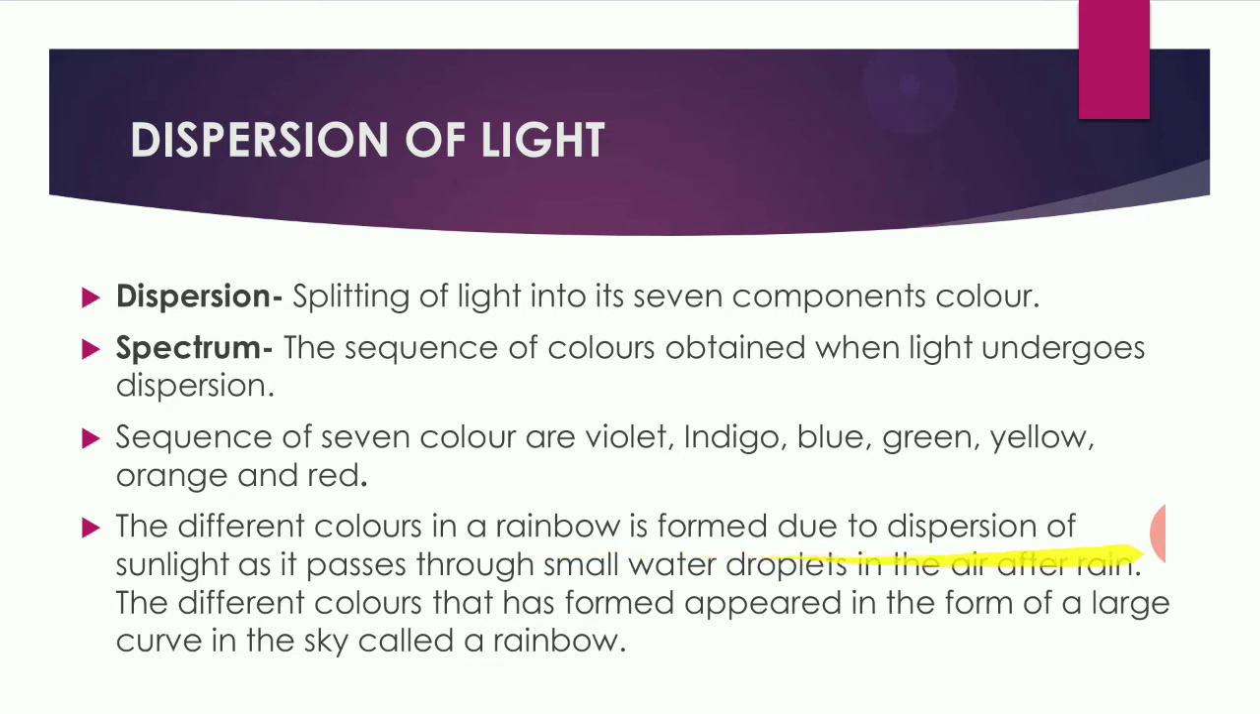Different colors of the rainbow are formed by the dispersion of sunlight when it passes through the water droplets in the air after the rain. After a rain shower, if the sunlight passes through the water droplets present in the air, these water droplets act as a prism. And they make the sunlight come out with the 7 colors. The different colors formed appear in the form of a large curve in the sky, which is called a rainbow.